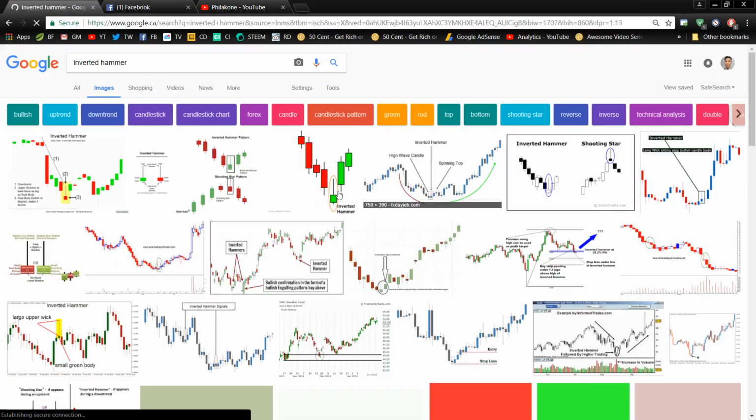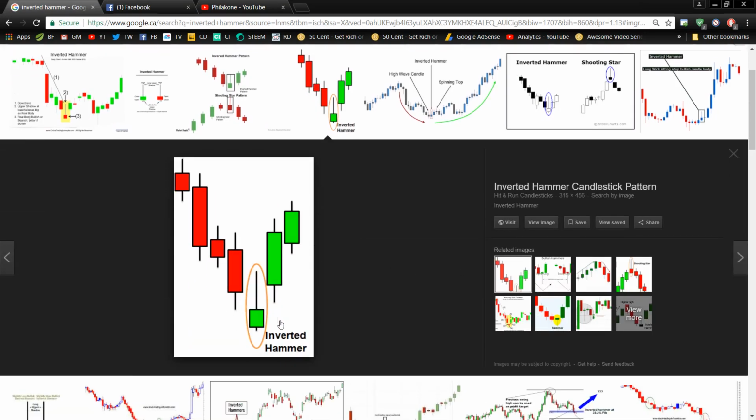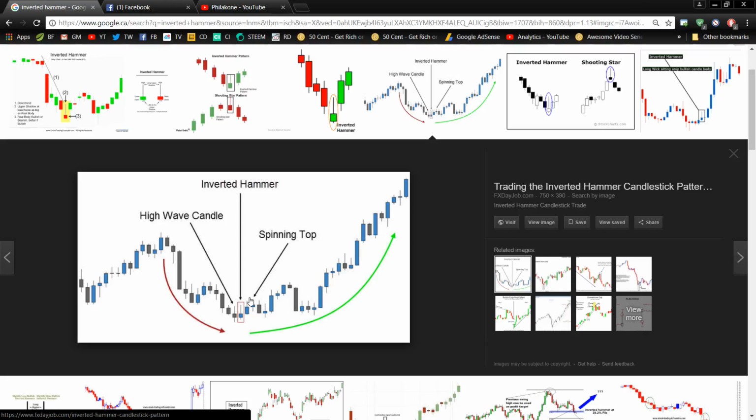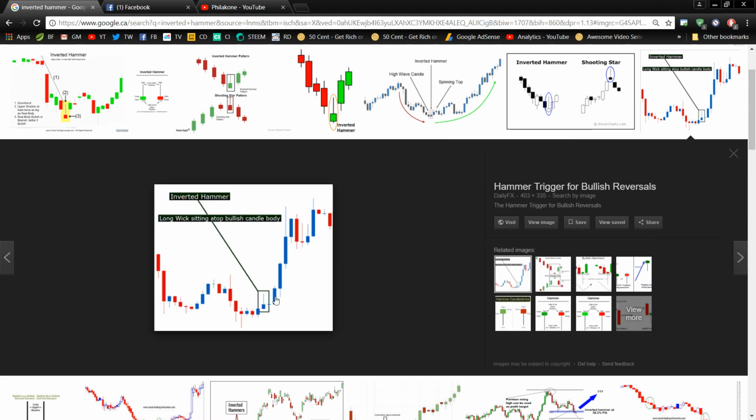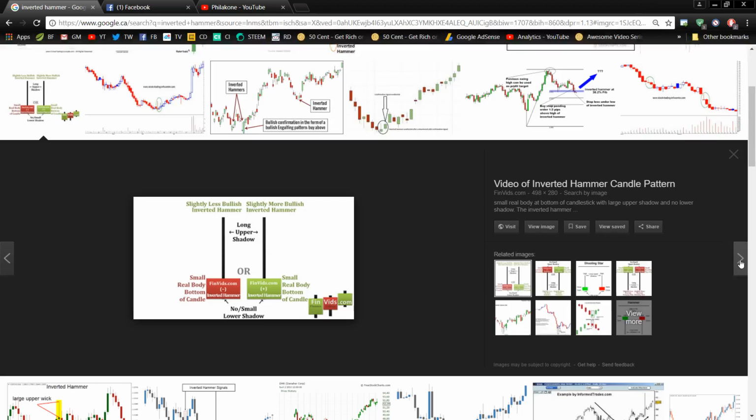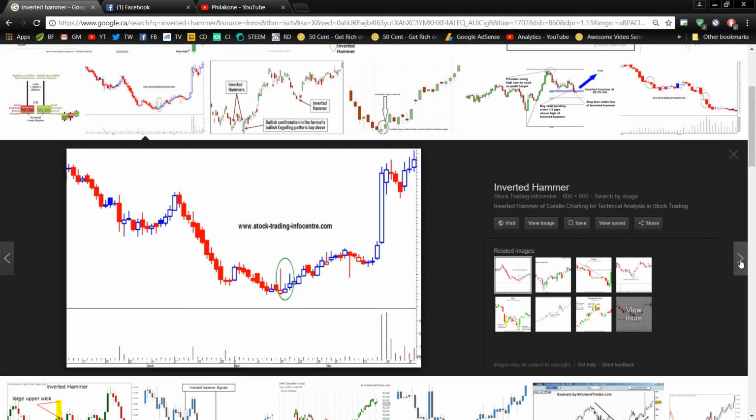Right there, guys, inverted hammer. I'm not just making this stuff up. This is called an inverted hammer, right? Every time we see an inverted hammer, it goes up. You know, these are just examples from Google, right?